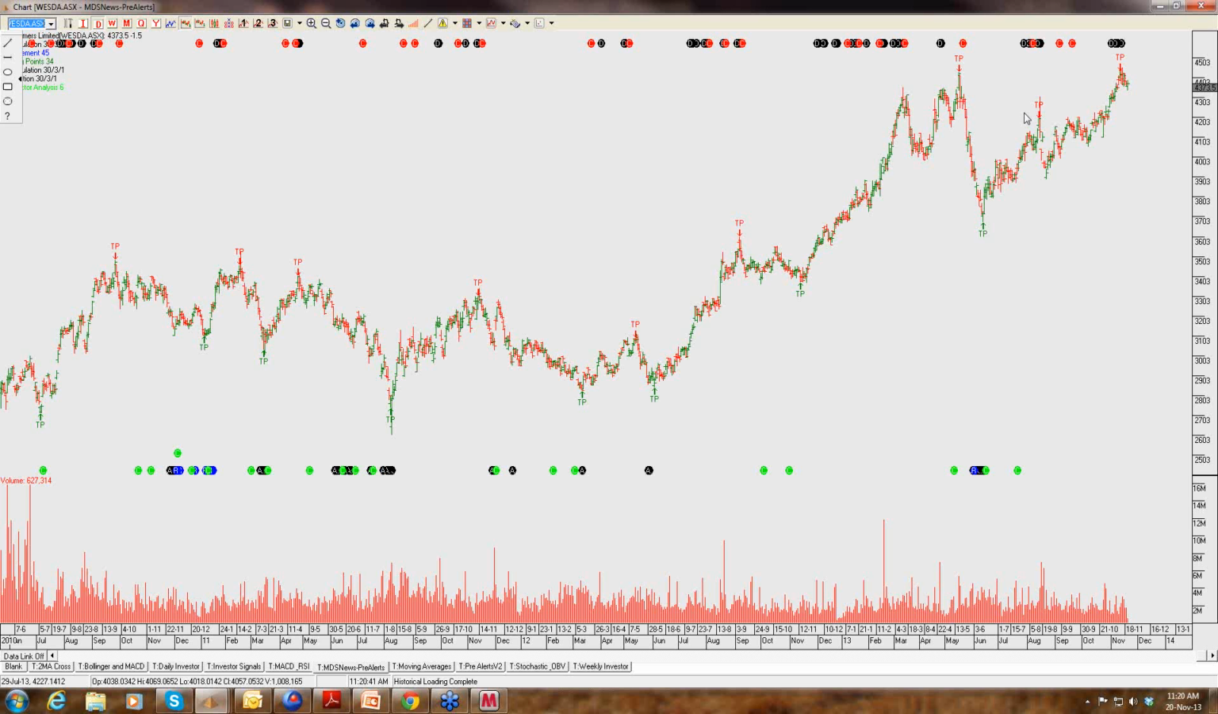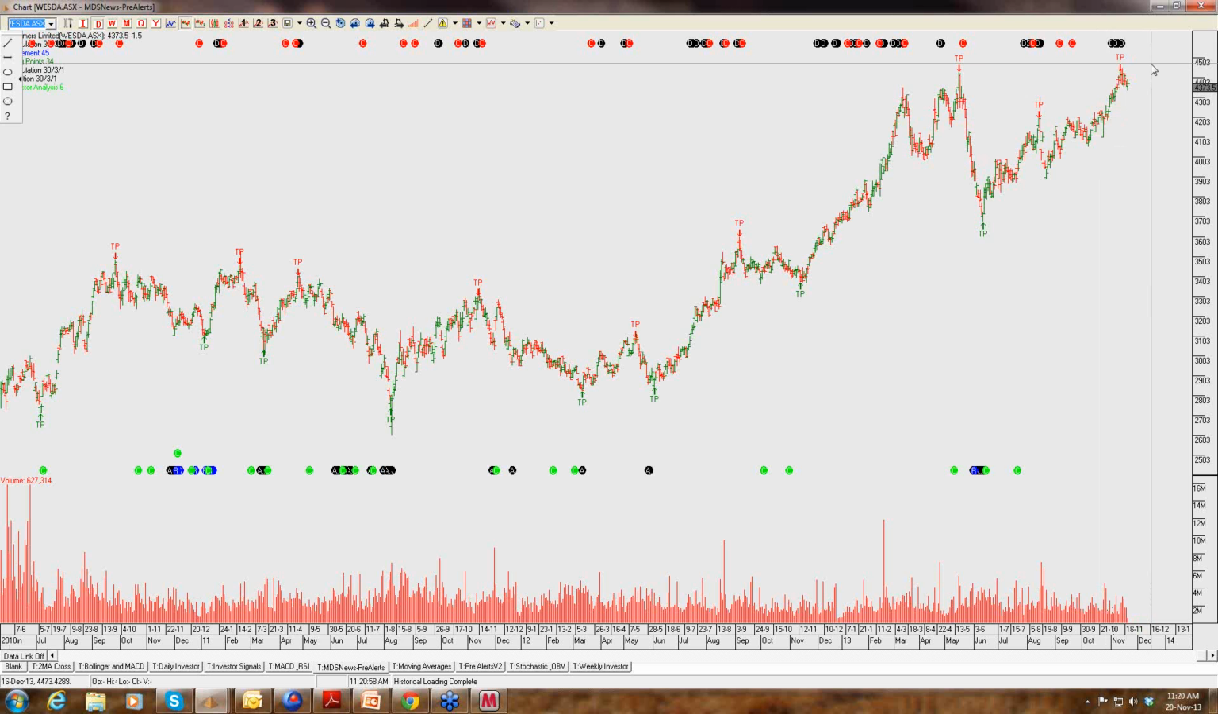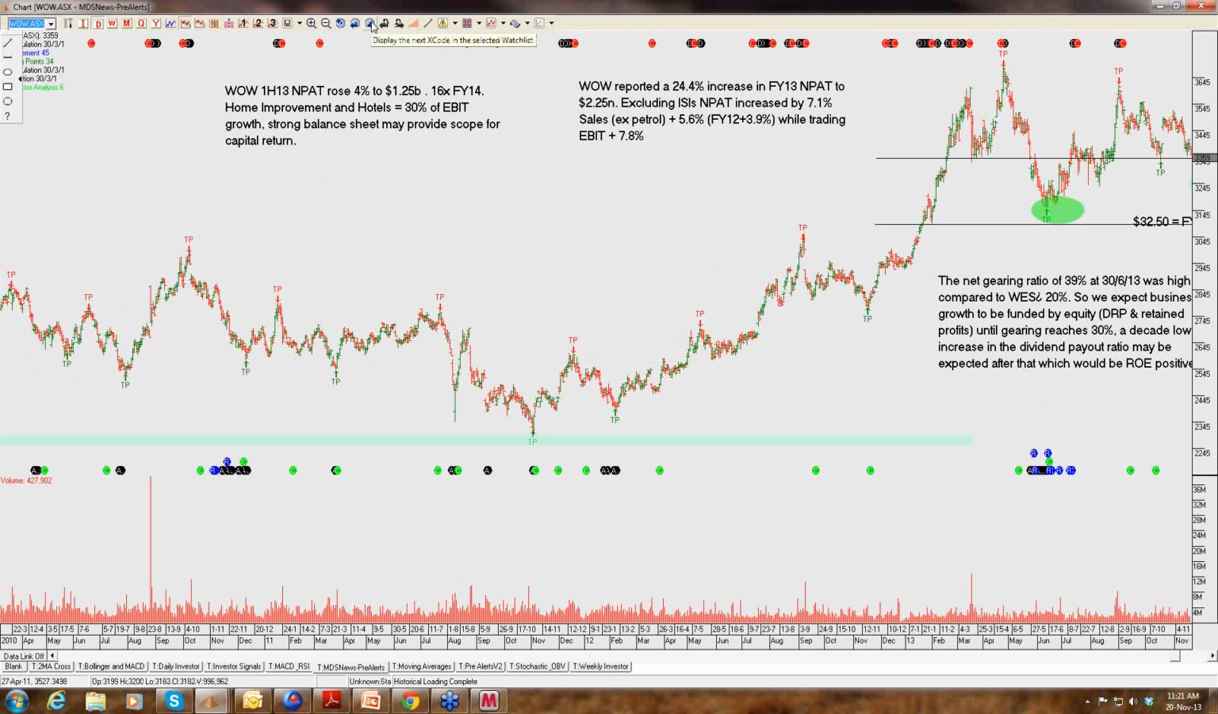So our base case for Wesfarmers is the stock will be very well supported, given that it does have a defensive earnings outlook, albeit I think the range for Wesfarmers probably is more between 42 and maybe as high as $44, but it should in theory run into resistance at levels close to where it is at the moment based on that very high forward valuation.